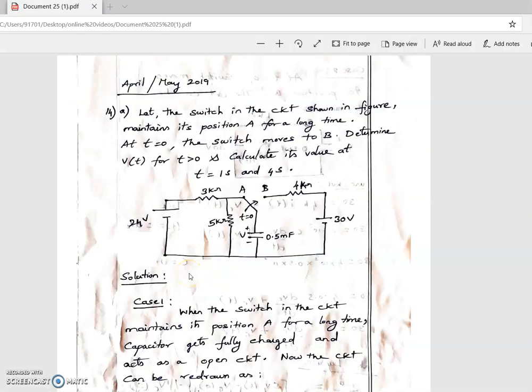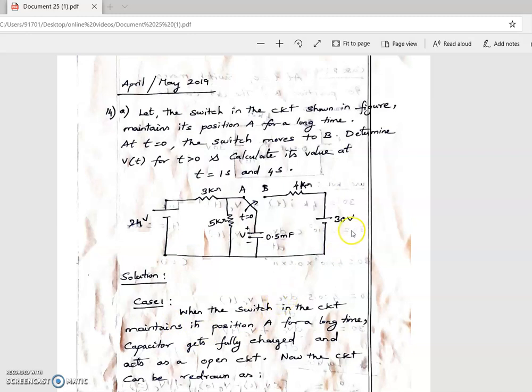The first problem is: let the switch in the circuit shown in the figure maintain its position A for a long time. At time t equals 0, the switch moves to B. Determine v of t for t greater than 0 and calculate its value at t equals 1 second and 4 seconds. This is the circuit diagram given for this question.